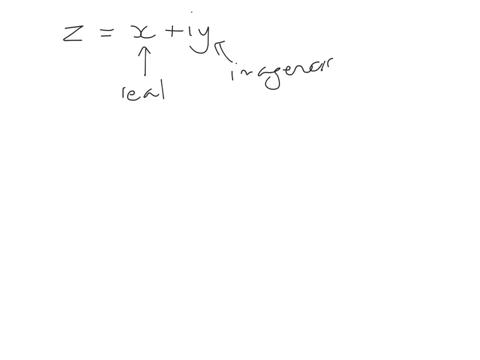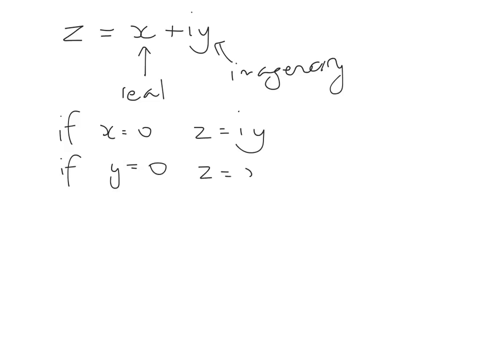We usually denote a complex number with the letter z. And if we let z equal x plus iy, x here is the real part and y is the imaginary part. If x is 0, then z would just equal iy, so it's purely imaginary. If y equals 0, then z would equal x, which is just real.